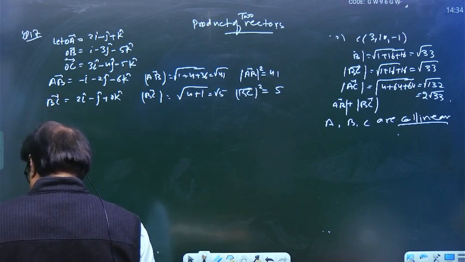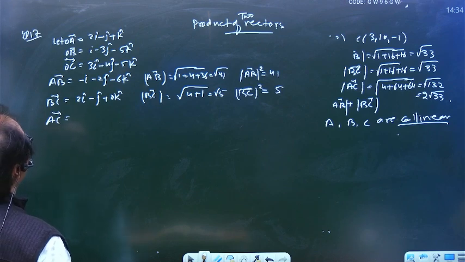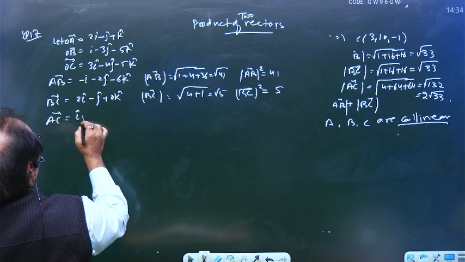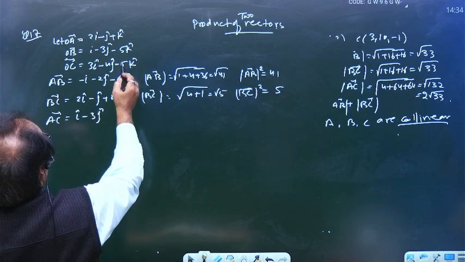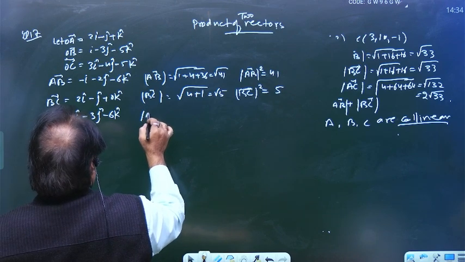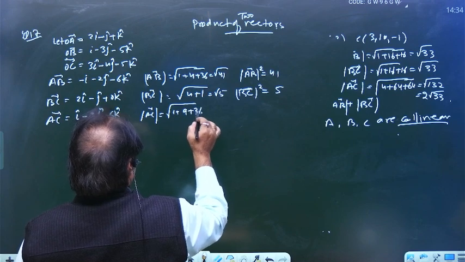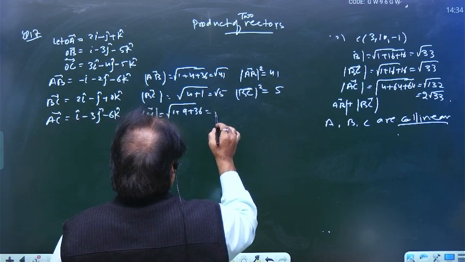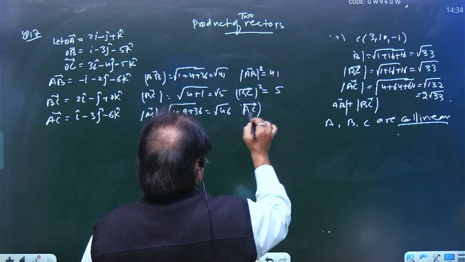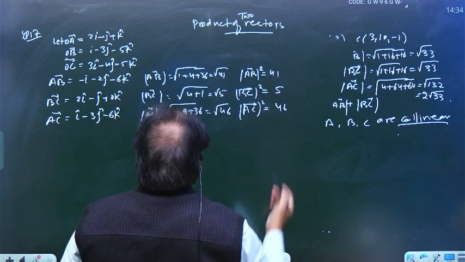Okay, and now find AC. AC means C minus A. So 3 minus 2, that is i cap, and minus 4 plus 1 means minus 3 j cap, and minus 5 minus 1, that is minus 6 k cap. So magnitude of AC is equal to root over of 1 plus 9 plus 36, that is root over 46. So magnitude of AC square is equal to 46. So 41 plus 5 is 46.